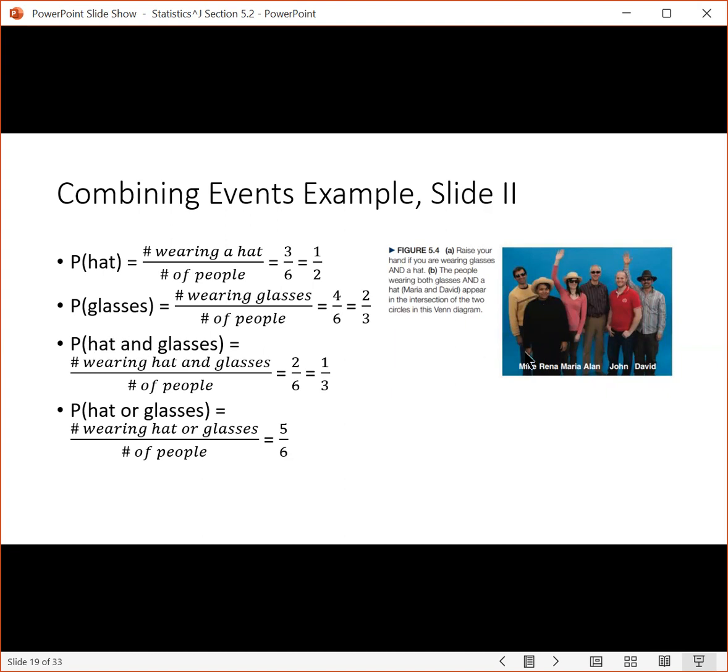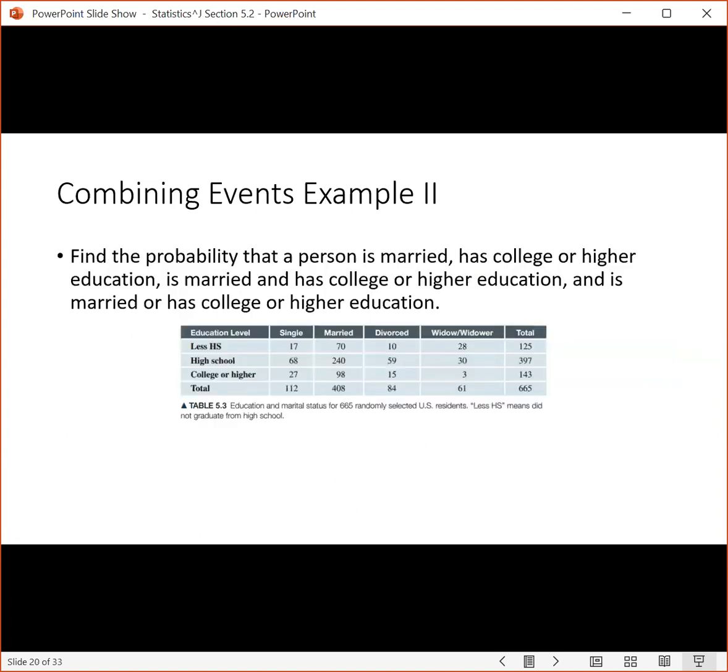Hat and glasses. So hat and glasses, we said 1 and maybe 2 if this guy had glasses on, and he does. So that's 2 out of 6, which is 1/3. And then hat or glasses, we've got 1, 2, 3, 4, 5, 5 out of 6, and that was correct. All right, let's look at another example.